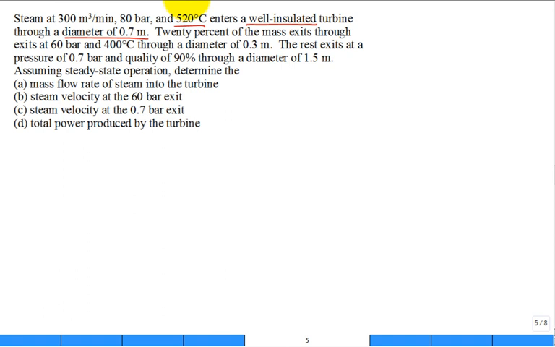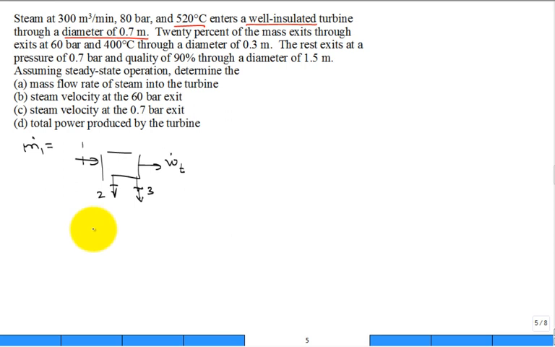Let me try and make a sketch before we read what we're asked to solve for. Here's a steam turbine. We have an inlet 1. We have an outlet 2, an outlet 3, and a shaft coming out of that turbine. So we have the mass flow rate in at 1. They didn't give us that information, but we can calculate it.